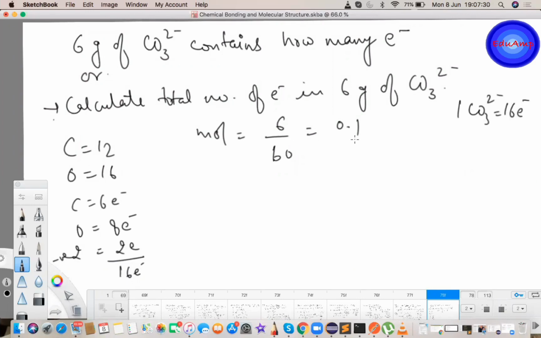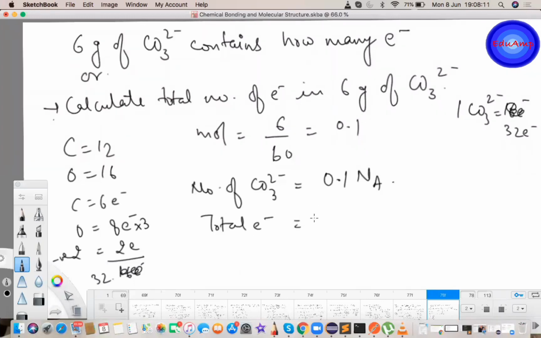Okay, so we calculated moles. Now, for the number of carbonate ions, sorry, just multiply by 3 also, since there are 3 oxygens. So the answer is 32 electrons. So the number of carbonate ions will be 0.1 into Na. Now total electrons will be 0.1 into 32 into Na, that is 3.2 Na. This is the answer. I hope everyone understood this problem.